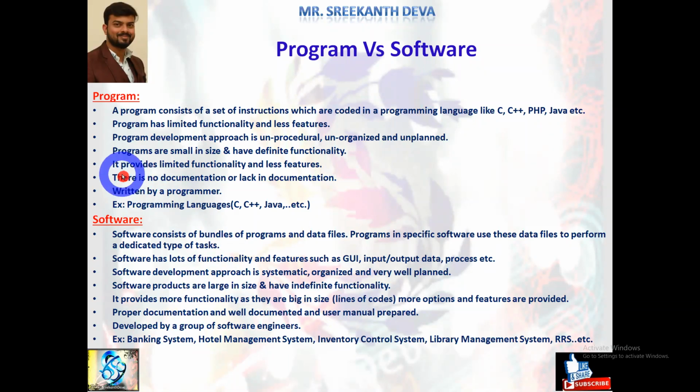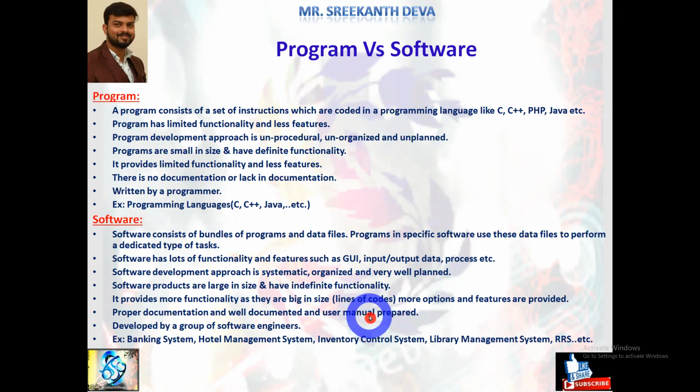Okay, the program provides what? Limited functionality and what? Fewer features. Okay, next point, there is no proper documentation or a lack of documentation for every program. Here we are just going to be maintaining what? Comment sections at the program level. But coming to the software level, proper documentation, well documented, and a user manual is also prepared in the software product, because this documentation takes a very vital role in the software environment about the different phases involved in what?